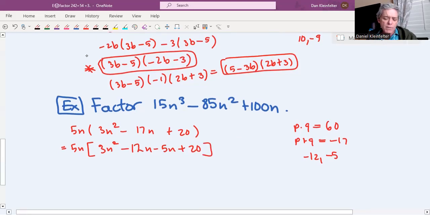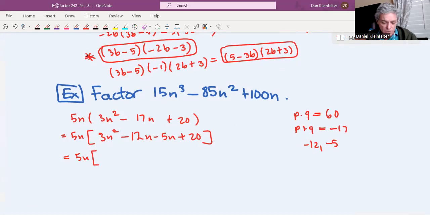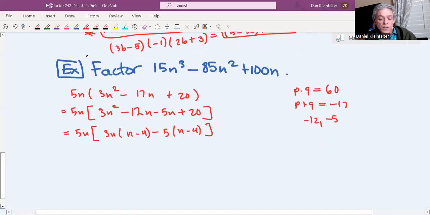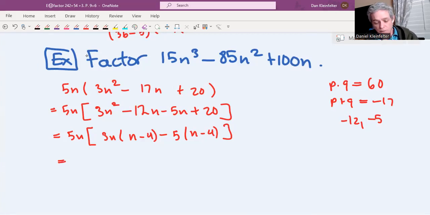By the way, if you're wondering why I switched to square brackets there, there was no special reason for that. I just did it. Okay, 5n, and then in here, maybe it's because I was thinking there's parentheses coming here. 3n squared minus 12n, there's a common factor of 3n. And then that will leave behind n minus 4. And then we'll factor out a negative 5. So that will leave us again with n minus 4. So the square brackets there just make it so there's not so many parentheses. Makes it a little easier to read.